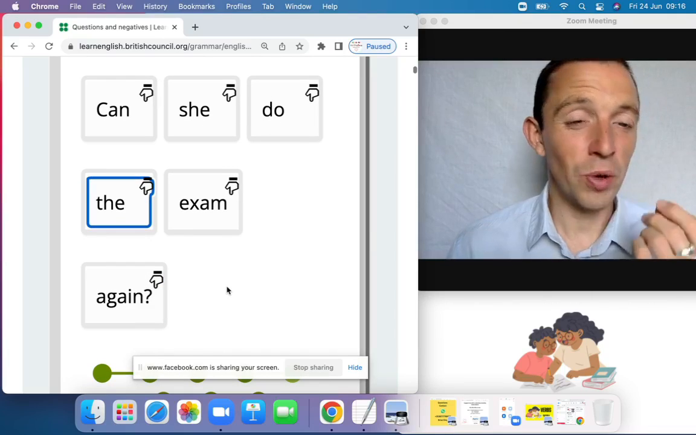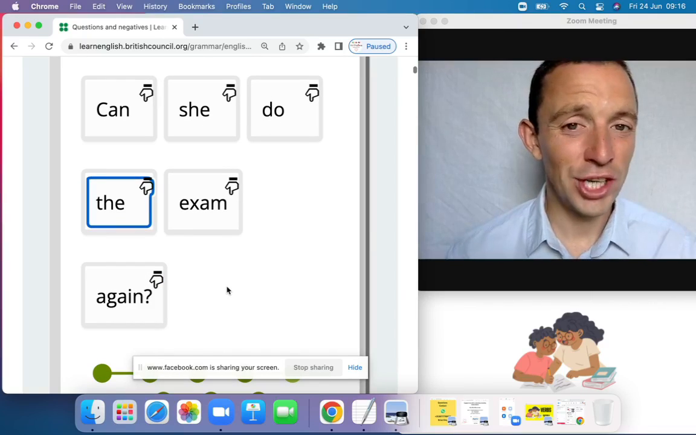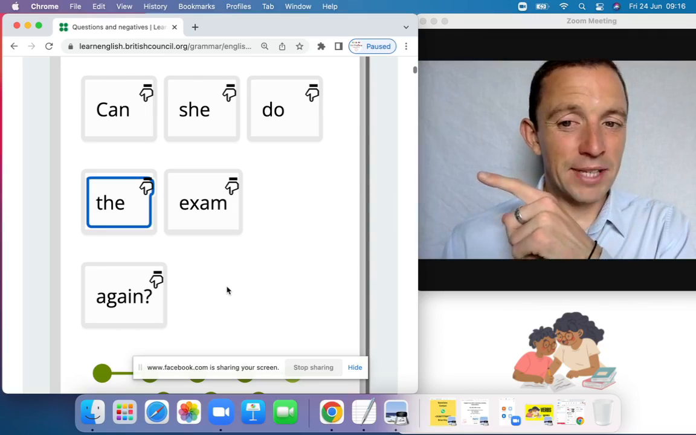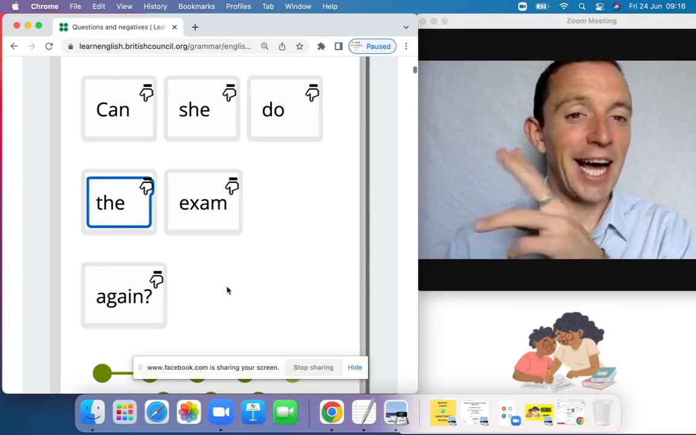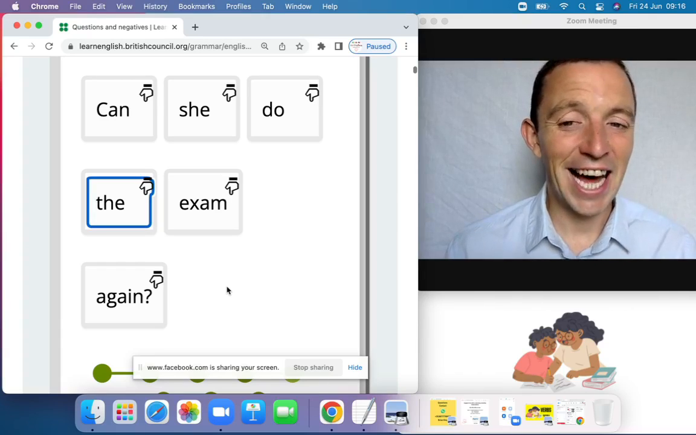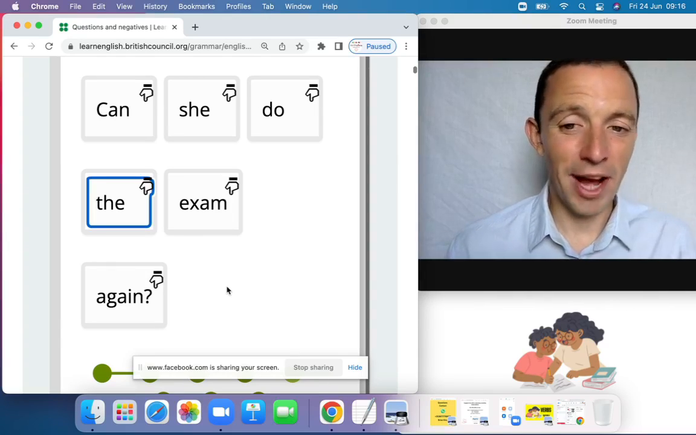Okay, so this is the yes or no question, because the affirmative of this particular question is she can do the exam again. That means she has the permission. She can. Can is the modal verb for ability and permission.